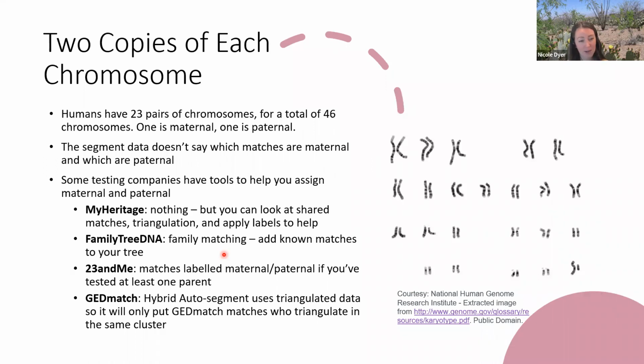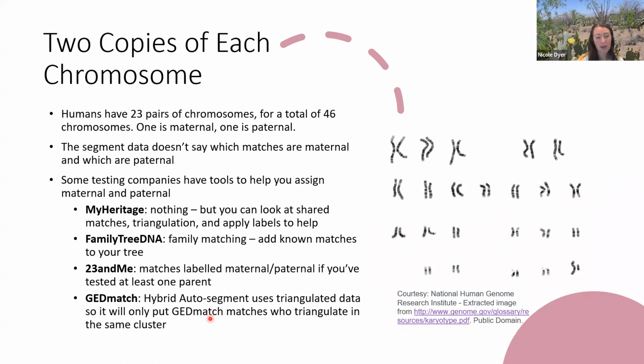So in the AutoSegment analysis, you can see an M or a P for maternal and paternal for matches from FamilyTreeDNA where you've done that. So that's really valuable to do before generating this report. If you've done 23andMe and you've had at least one parent tested, then you will have the maternal and paternal labels on all of your matches, and that can be really valuable. Otherwise, you won't have that.